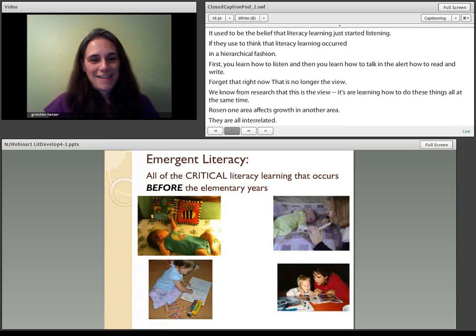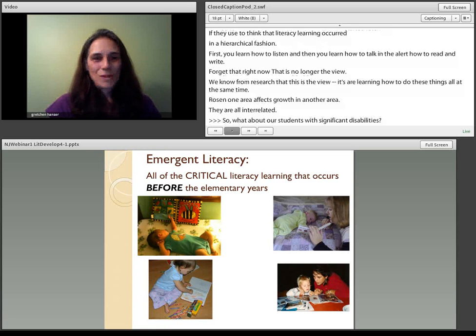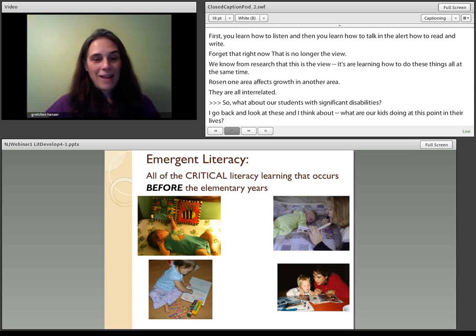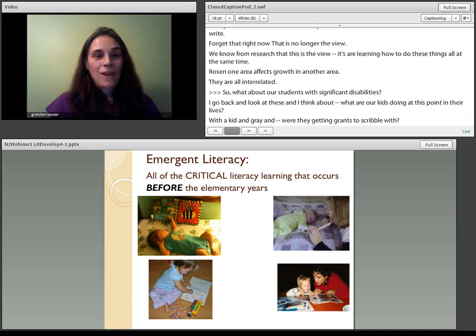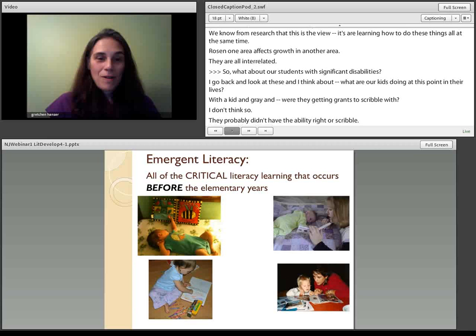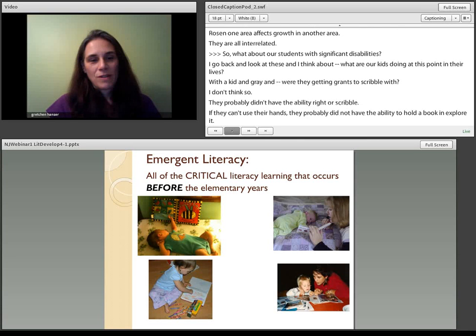So I go back and look at these and I think about, what are our kids doing at this point in their life? Were they getting crayons to scribble with? I don't think so. If they're spastic and have trouble using their hands, they probably didn't have the ability to write or scribble. They can't use their hands, so they probably didn't have the ability to hold a book and explore it. So this period of life for our kids was probably really limited in terms of literacy experiences. I don't think they had 1,000 hours of literacy experiences here.